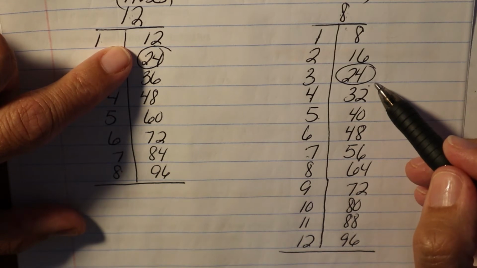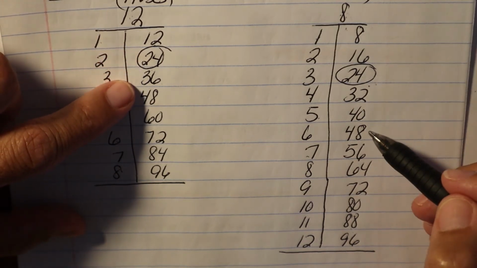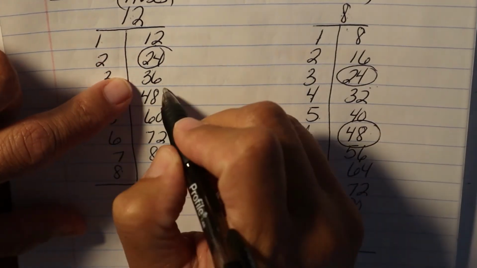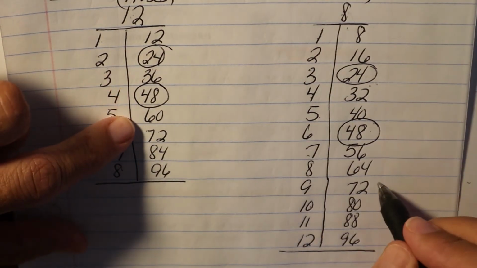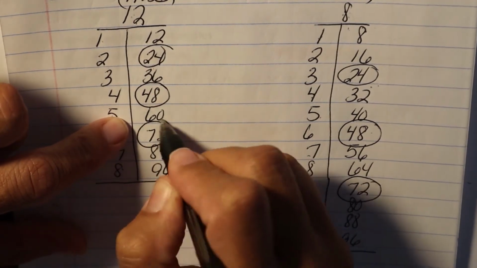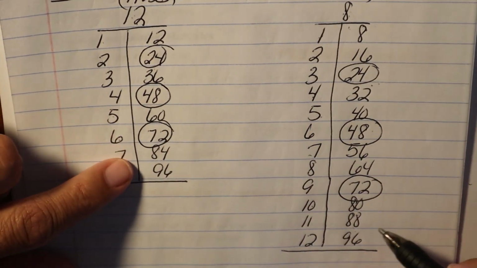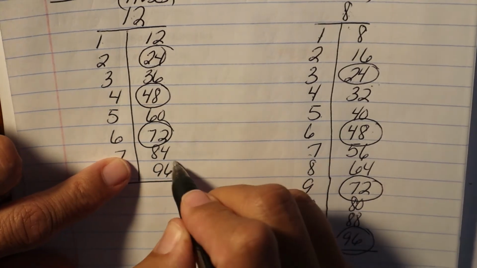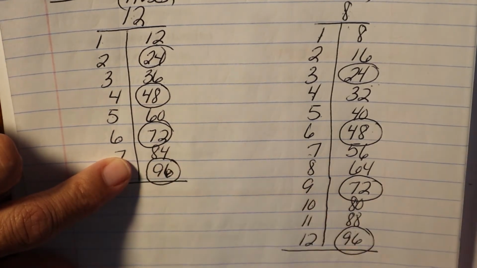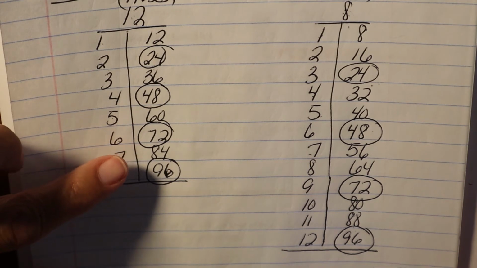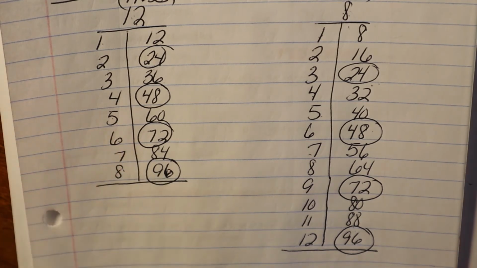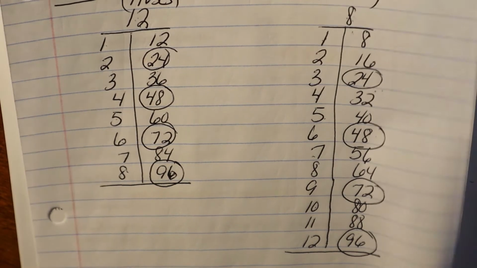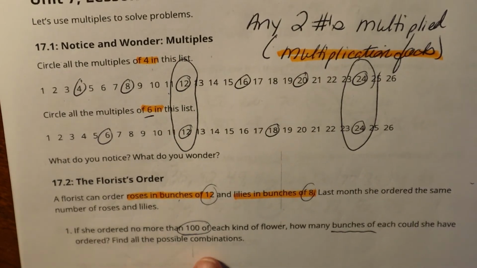So 24 was the first one. I'm going to continue going, stop, to 48, and 48 was another one. Continue going, stop, 72, and 72. Continue going, 96, and 96. So I had 1, 2, 3, 4 common multiples. So there are 4 times that I can have the flowers where they're all going to match up. That's what it's talking about when it says find all possible combinations.